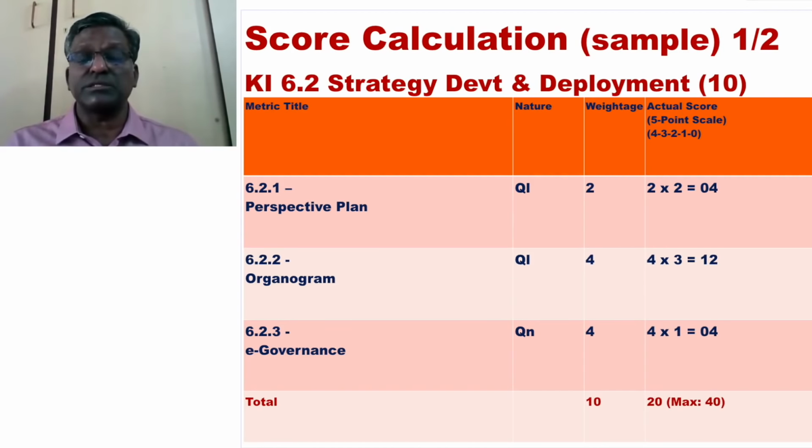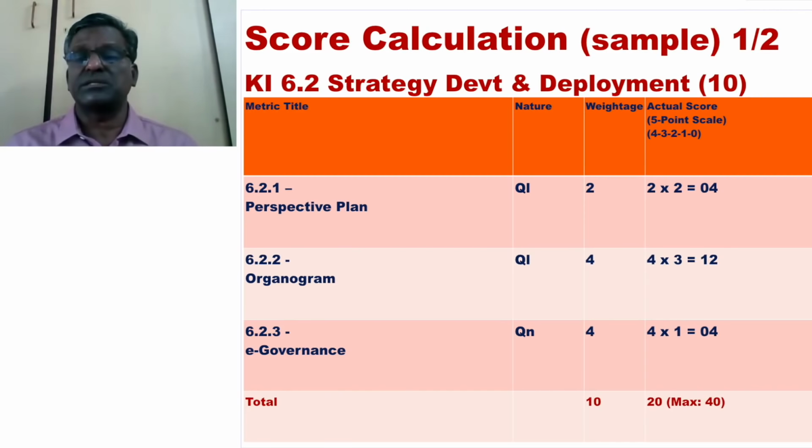Now, in the case of 6.2.2 organogram, the institution has prepared an organogram showing the hierarchy of the positions and the authorities and where they stand. So therefore, it is good. So in the 5-point scale, it is good. So therefore, the calculation is 4 into 3, 12.